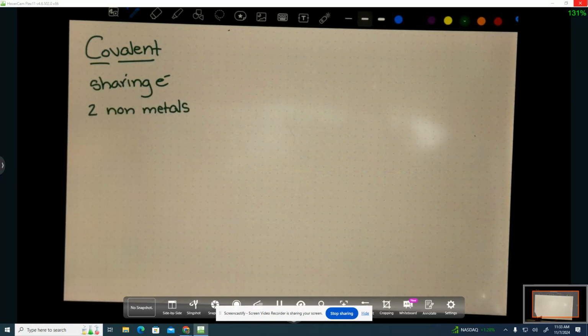Sounds good to me. We're going to start with a covalent bond between two of the same atoms, and we're going to start with hydrogen because it's the simplest one. But I'm going to write down the properties of covalent first, then I'll get into that.